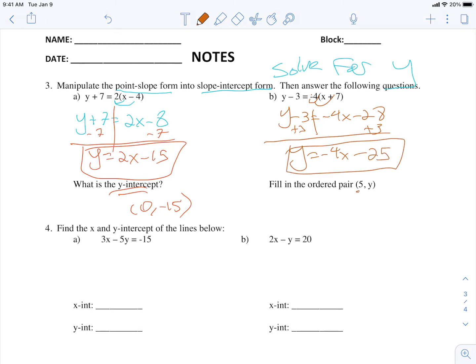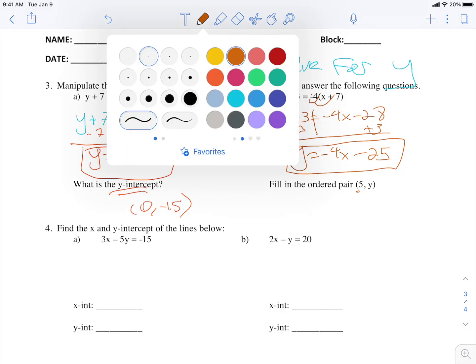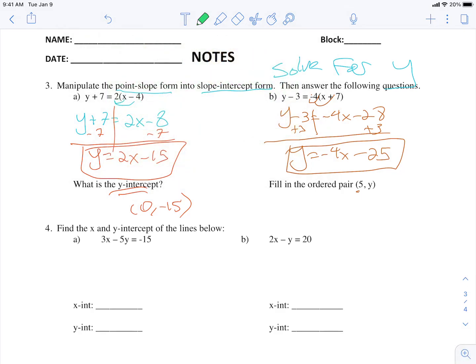Find the ordered pair. That just means substitute 5 in for x and solve for y. y is equal to negative 4 times 5 minus 25. y is equal to negative 20 minus 25, which is negative 45.